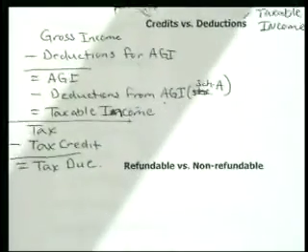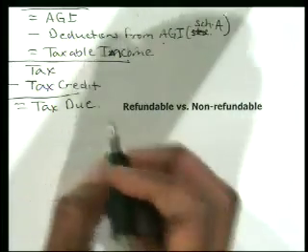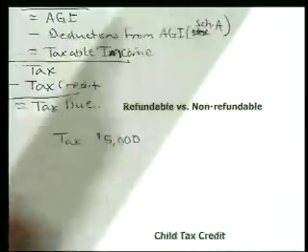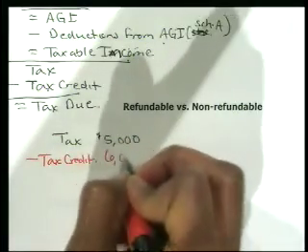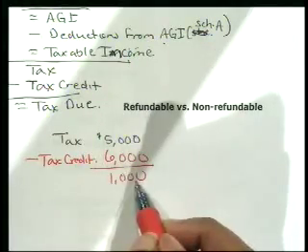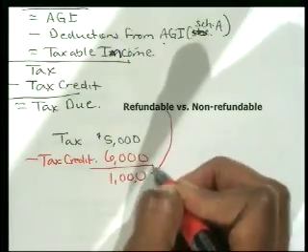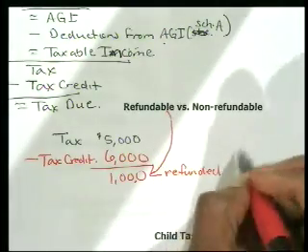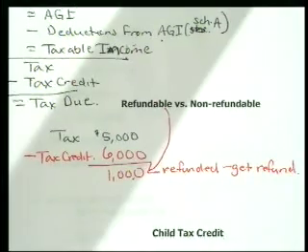Okay? And then we also have what we call refundable credits versus non-refundable credits. What I mean by that, let's say that I had tax of $5,000, and then I had a tax credit of $6,000. So that means technically I have more credit than I do tax, by $1,000. If this was a refundable credit, I would get this extra $1,000 refunded to me. I would get a refund for that.